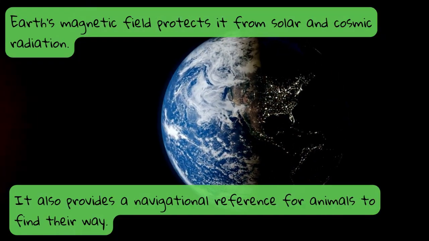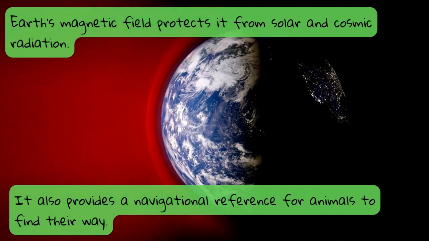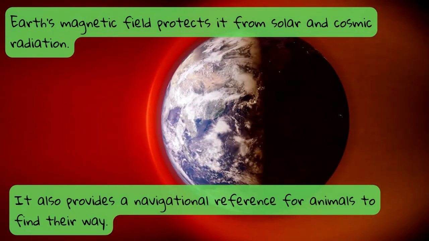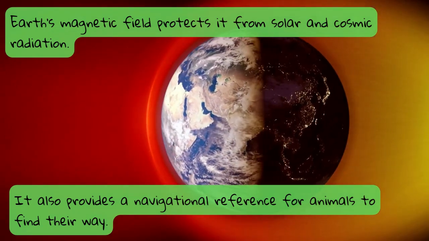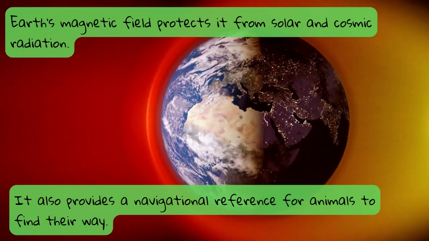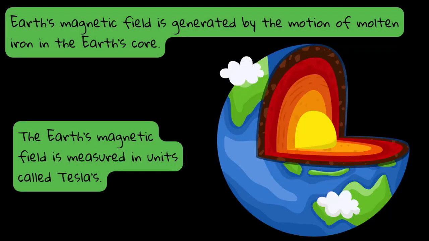Earth's magnetic field protects it from solar and cosmic radiation. It also provides a navigational reference for animals to find their way. Earth's magnetic field is generated by the motion of molten iron in the Earth's core. The Earth's magnetic field is measured in units of Teslas, or gauss.